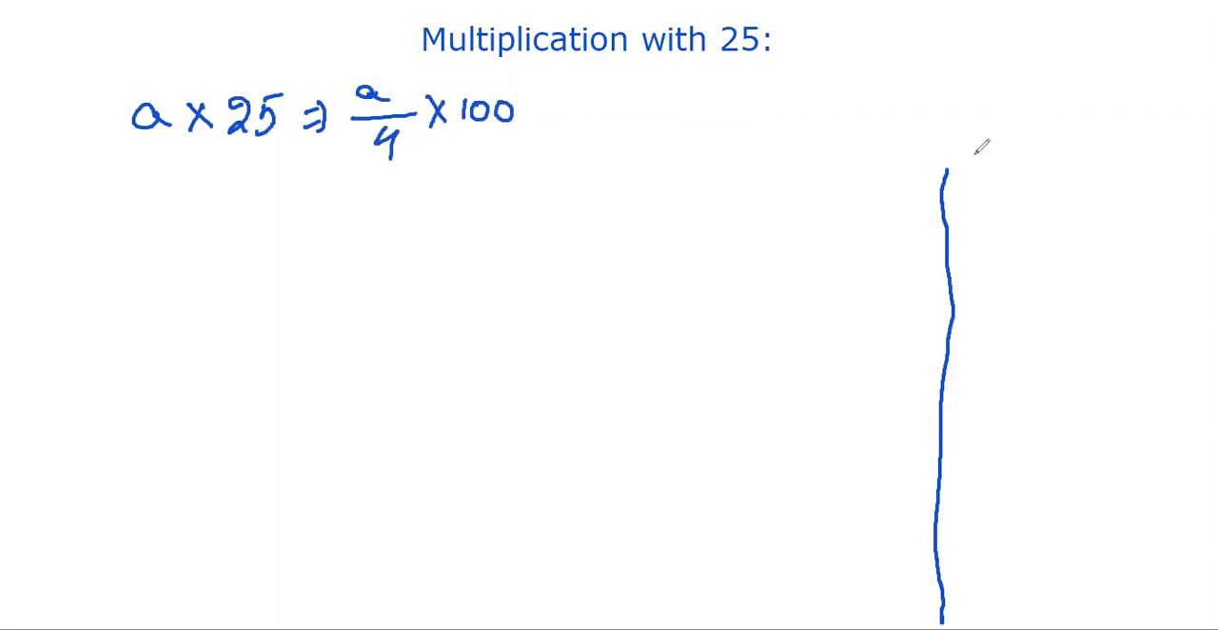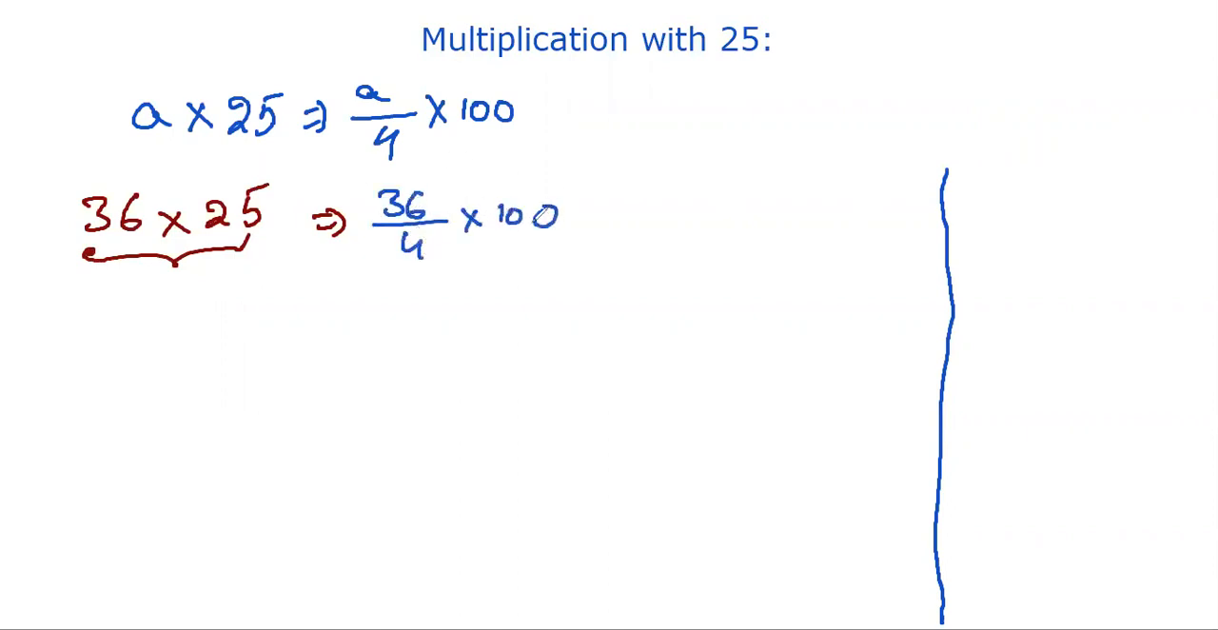A very simple value, I'll take it here: 36 into 25. Instead of multiplying these two numbers, try to use this trick. That is 36 by 4 into 100. Don't cancel the 4 in 100. Cancel the 4 in this 36, 9 times. 9 into 100 is 900.